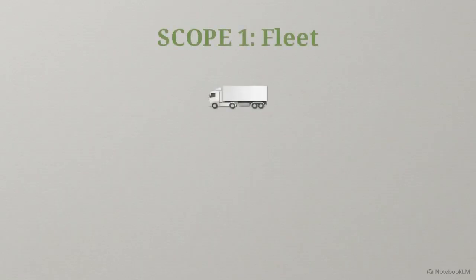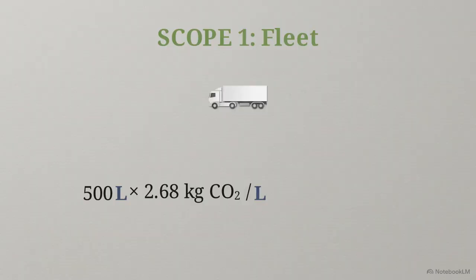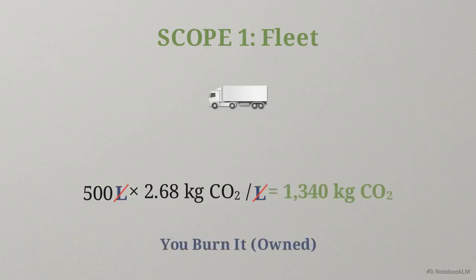Scope 1 covers direct emissions, like fuel burned by a company's trucks. If they consume 500 liters, that is your activity data, multiplied by the standard diesel emission factor, 2.68 kilograms of CO2 per liter. The liters cancel, leaving 1,340 kilograms of CO2.